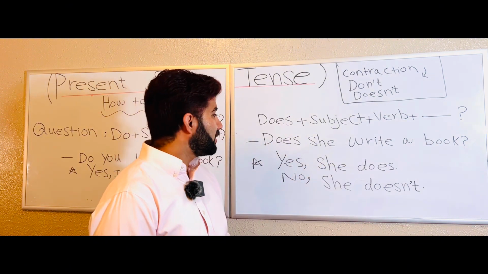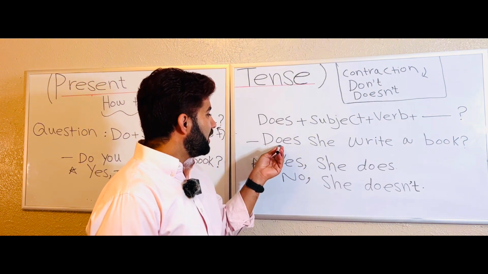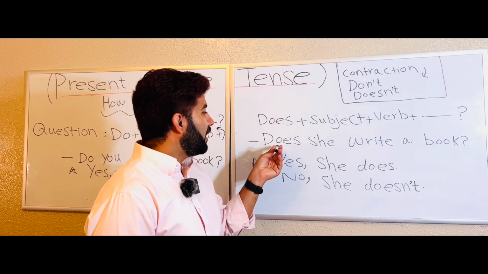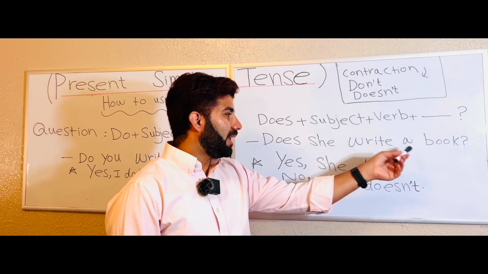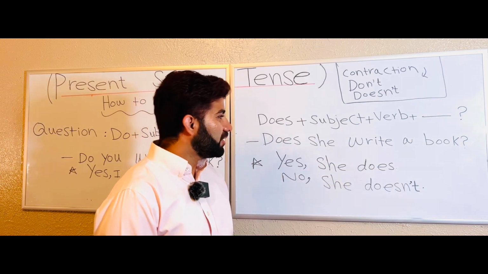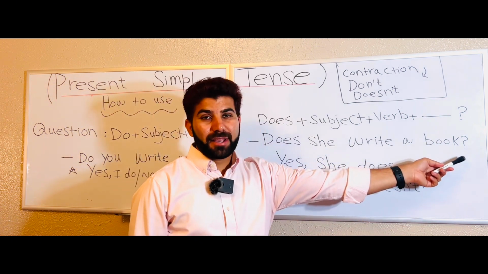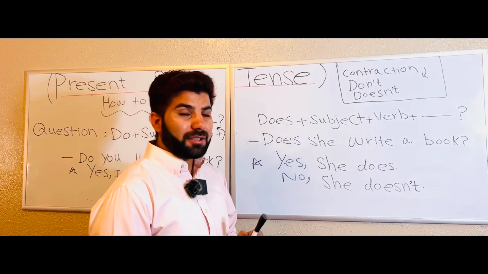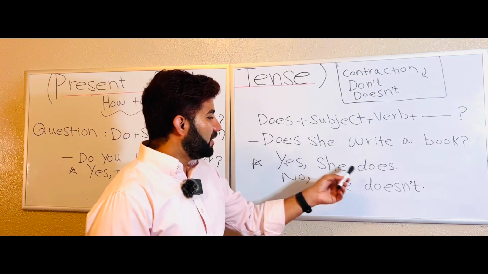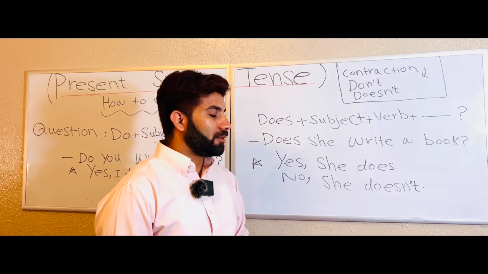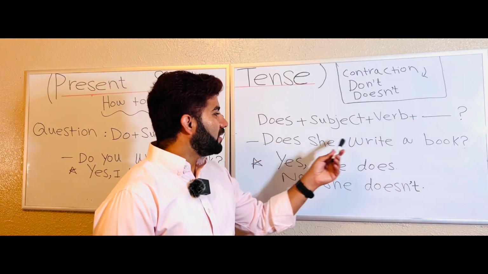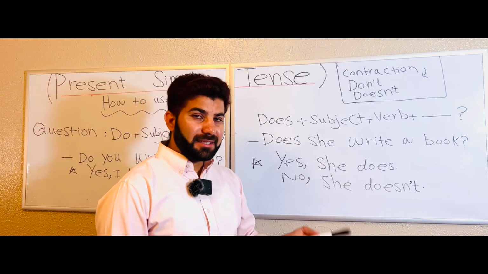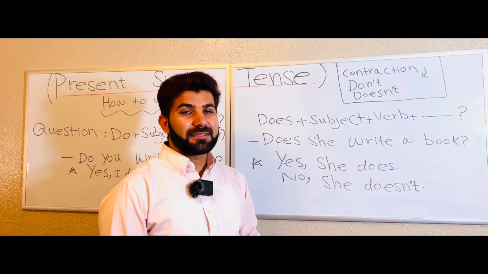In this sentence, does we bring to the beginning of the sentence, and then subject, then verb, and then object or extra information. At the end, don't forget a question mark. The short answer is yes, she does, or no, she doesn't. Instead of she, we can use he. Does he write a book? Yes, he does, or no, he doesn't.